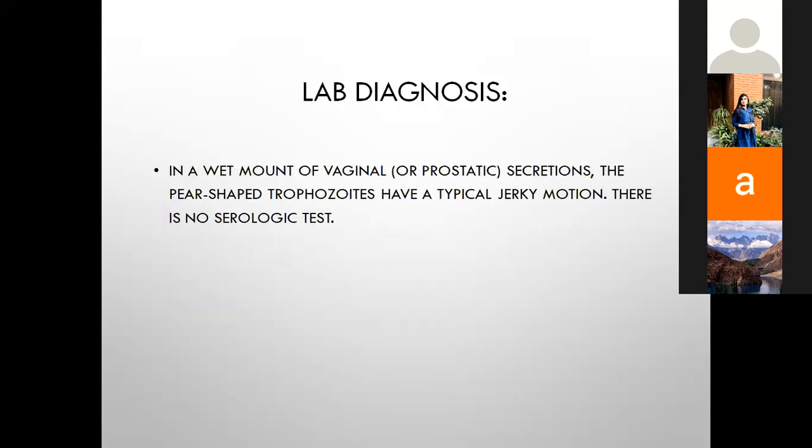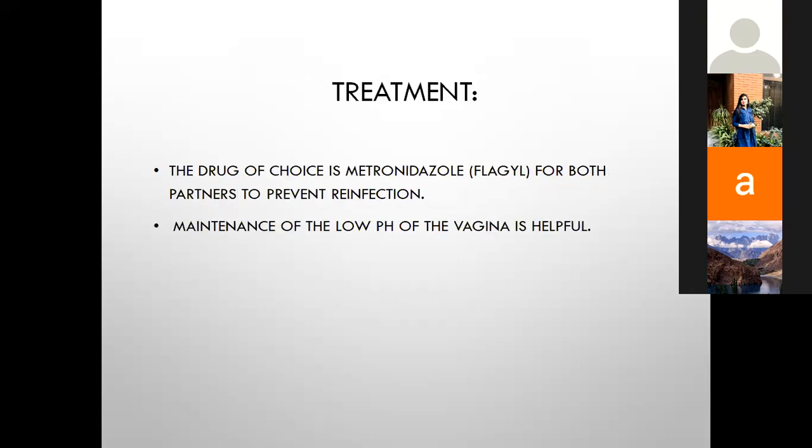In a wet mount of vaginal or prostatic secretions, the pear-shaped trophozoites have a jerky movement, and there is no serological finding. How will we treat? The drug of choice is metronidazole, Flagyl, for both partners to prevent reinfection, and the maintenance of the low pH of the vagina is helpful.